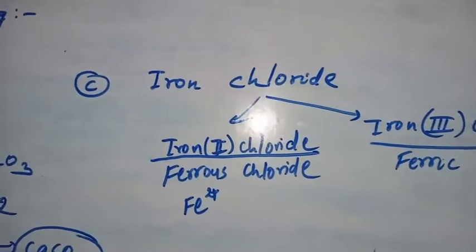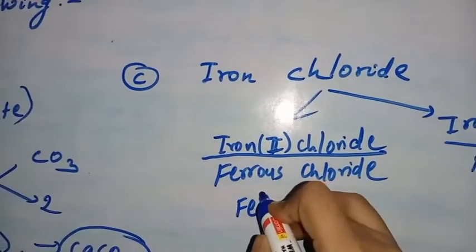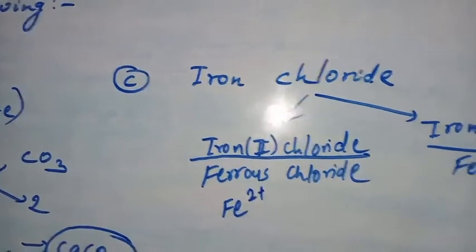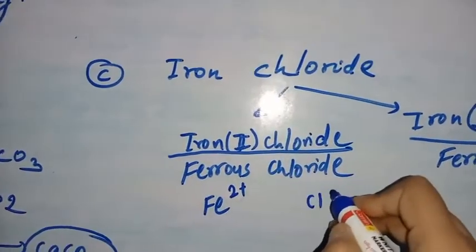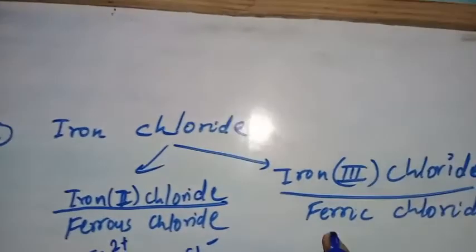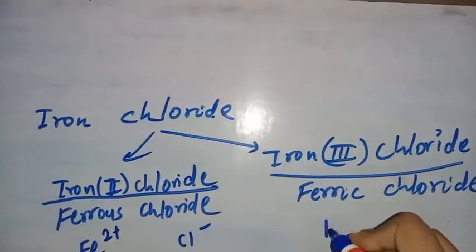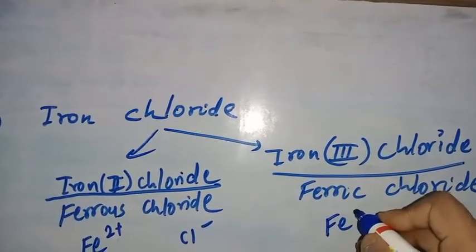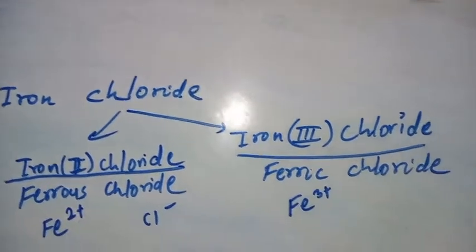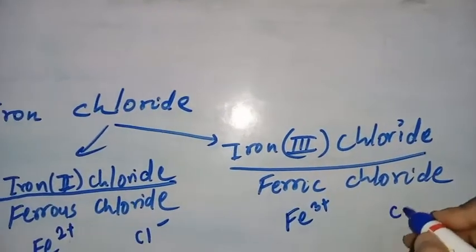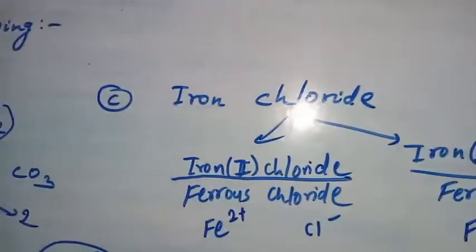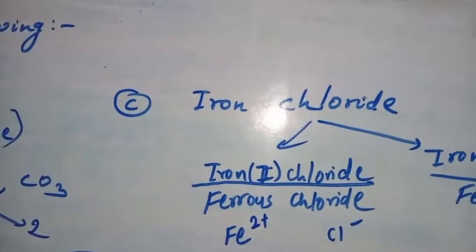Ferrous chloride means iron has 2 positive net charges on it, and chloride has -1. And if it is ferric chloride, that means iron has 3 net positive charge on it, and chloride as well -1. So now we will predict the formula here.